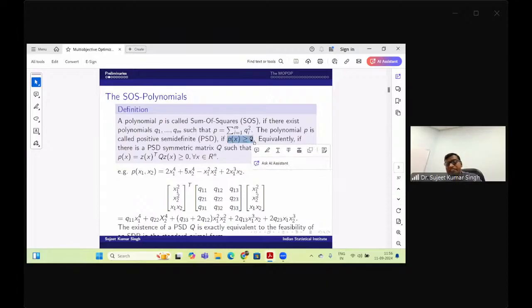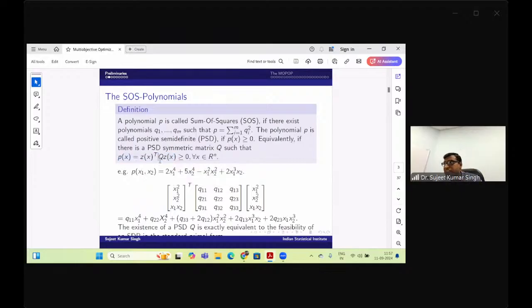A polynomial is called a positive semi-definite polynomial if it is non-negative, that means it is greater than or equal to 0 at all values of the variables. Equivalently, a sum of squares polynomial is defined by such a structure: if there exists a positive semi-definite symmetric matrix Q such that P can be expressed as Z(x) transpose Q Z(x), where the matrix Q is a positive semi-definite symmetric matrix, if such a matrix Q exists.